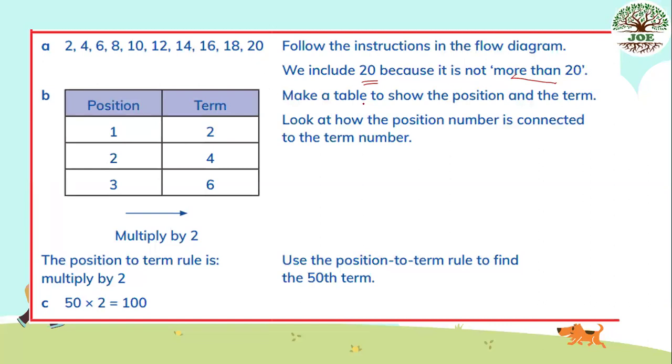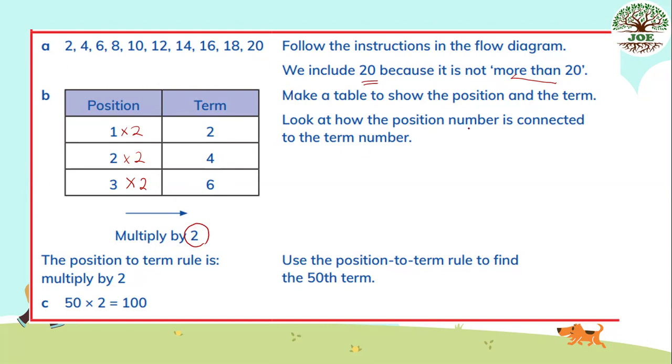And for part B, we have to make a table to show the position and the term. Position is 1, 2, 3. We can check only 3 terms. From these 3 terms, we can check. We don't need to write down all the terms. Okay, position 1 is 2, 2 is 4, 3 is 6. So 1 becomes 2 is 1 times 2. 2 becomes 4 is 2 times 2. 3 becomes 6 is 3 times 2. Okay, so our position to term rule is multiply by 2.